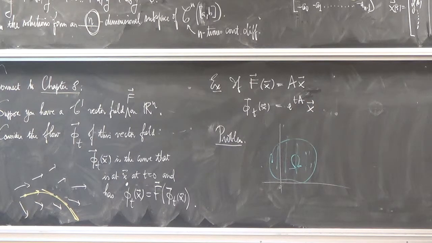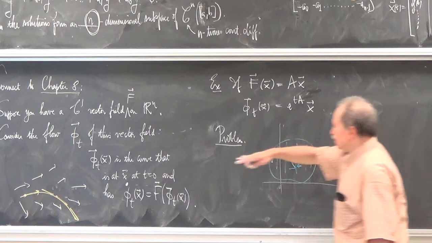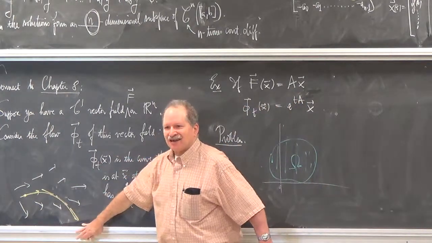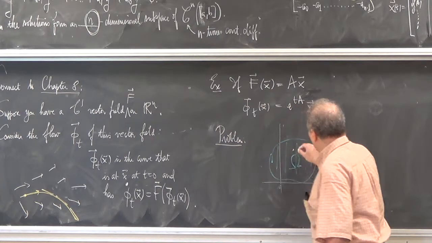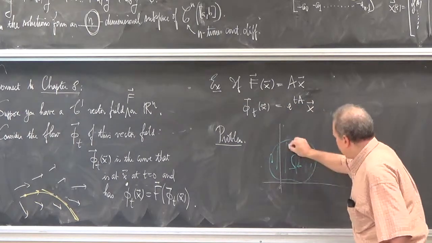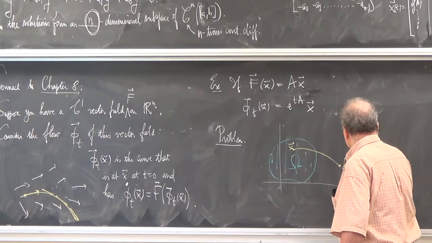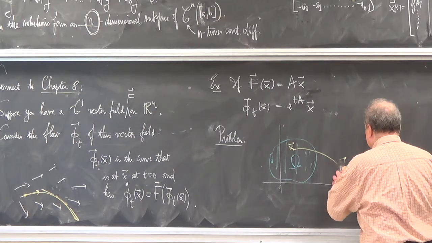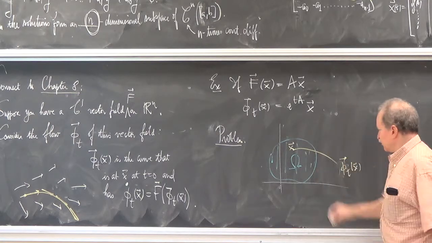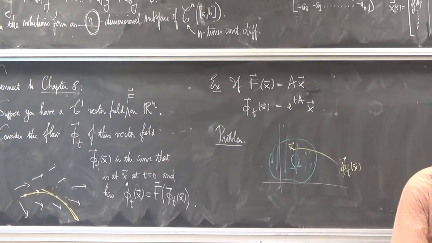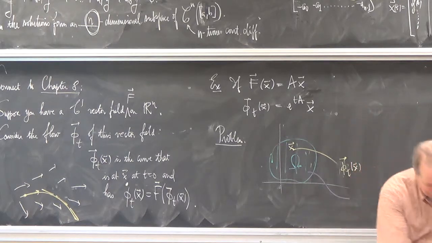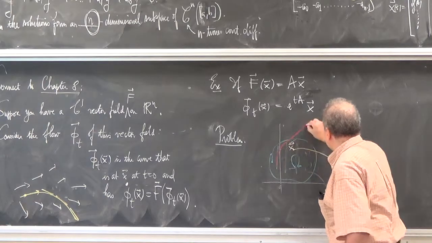Take every point in omega and let it flow by this vector field. So sitting in Rn, I have my vector field. Start at any point and follow where it flows for time t. So for any x in the region, it flows for time t to position phi t of x. This point flows over here. This point flows over there.